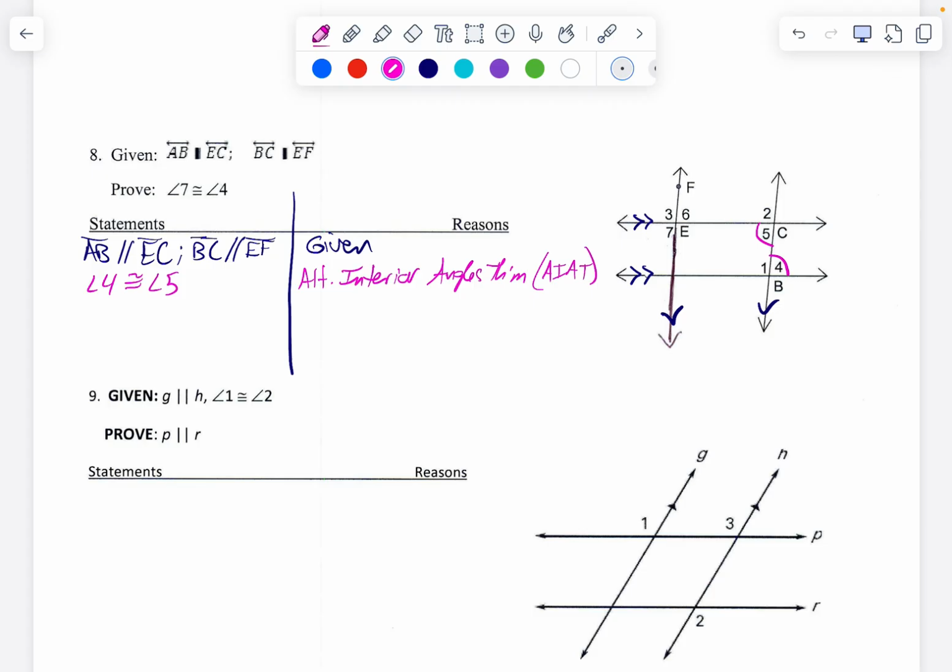Okay, so we have 4 in our proof. Like in the words of our proof, 4 is taking part. So now we've got to bring 7 in somehow. Where do you want to go next?